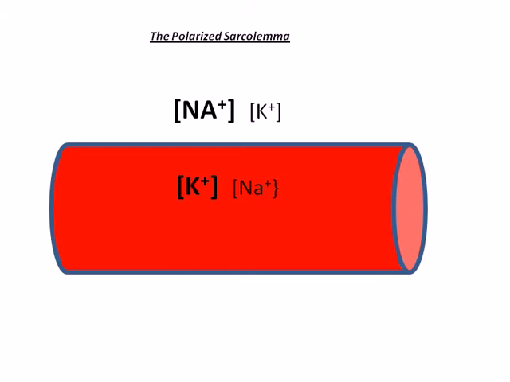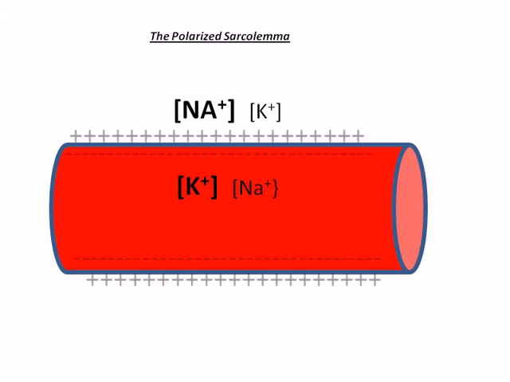Potassium ions are present with a higher concentration within the cell. However, also at rest, the cell is impermeable to potassium, so potassium remains in the cell rather than diffusing out. We therefore note that the outside of the membrane is more positive and the inside of the membrane is more negative. So at rest, the muscle cell is said to be polarized. This is important to understand because muscle contraction is a depolarizing event.